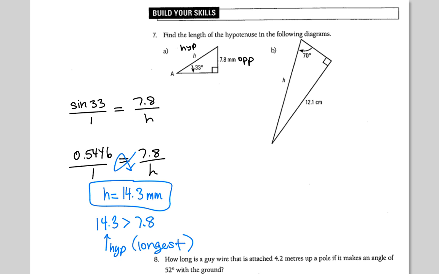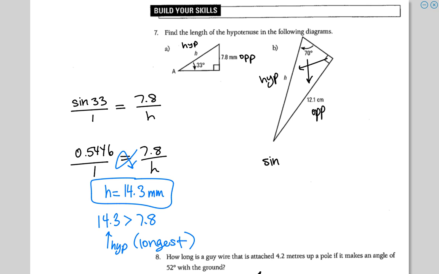Alright, moving on to the next one. Across the angle is the opposite side. Across the 90 is the hypotenuse side. The formula relates sine of the angle over 1 is equivalent to the opposite side, 12.1, divided by the hypotenuse h. And cross multiply.